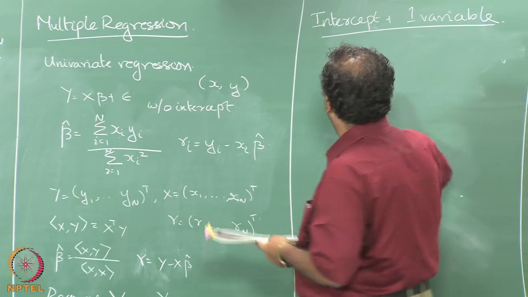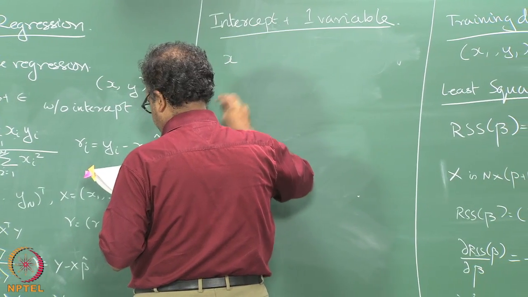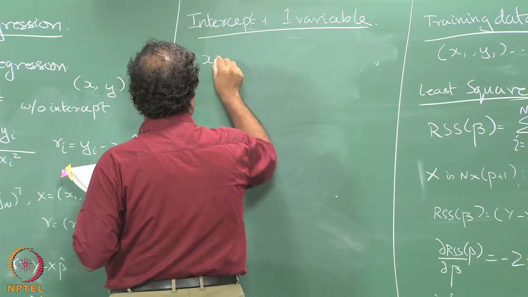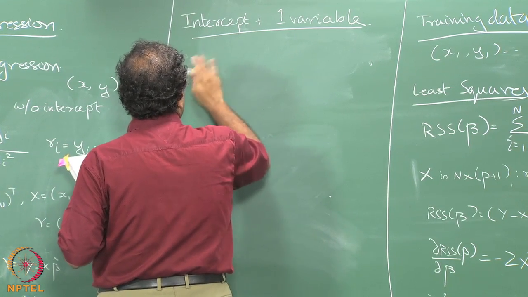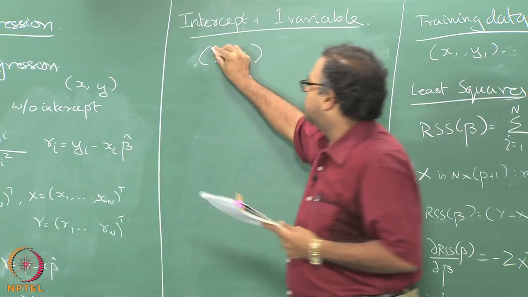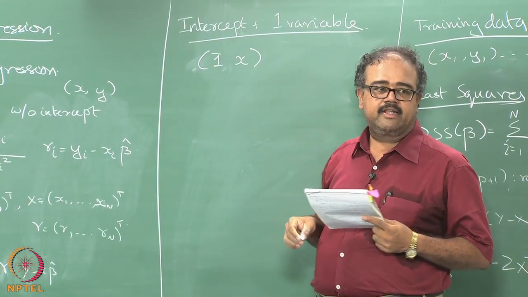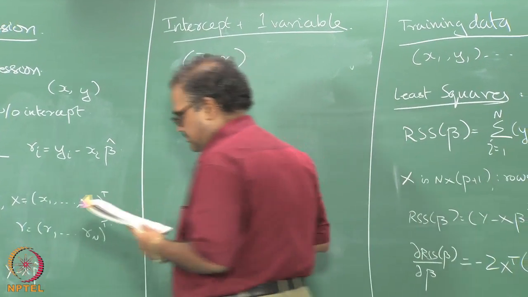Now my vector x becomes a column of ones and my original vector x. This is my new vector that I am going to consider.